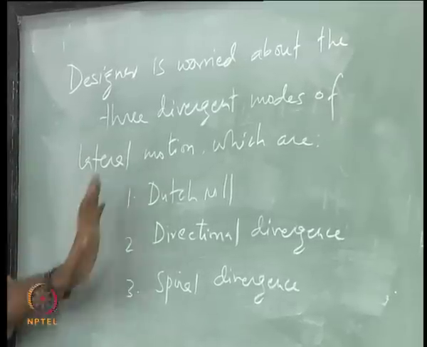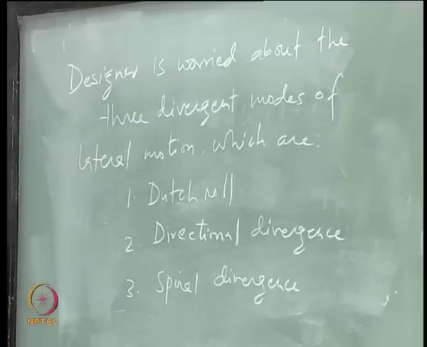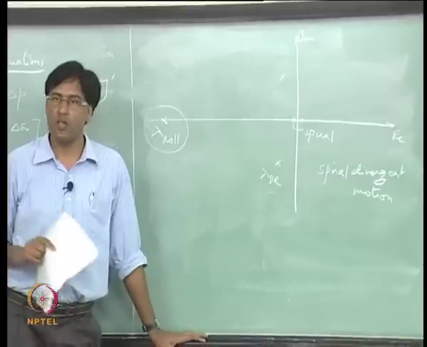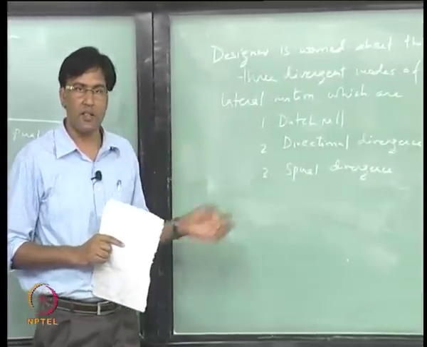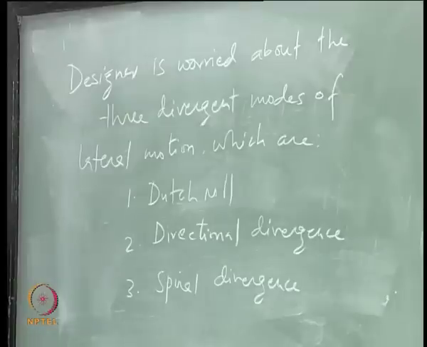A designer will be worried about the divergent motion, right, unstable motions of aircraft. He has to ensure that the aircraft is stable, right, to start with. Now if it is unstable, how unstable is it? So these are three modes of motion in lateral directional dynamics which the designer has to keep in mind. Okay, let us try to understand what these motions are.